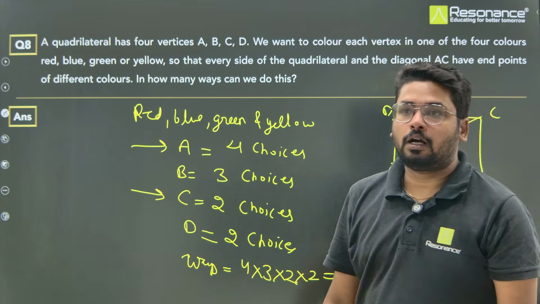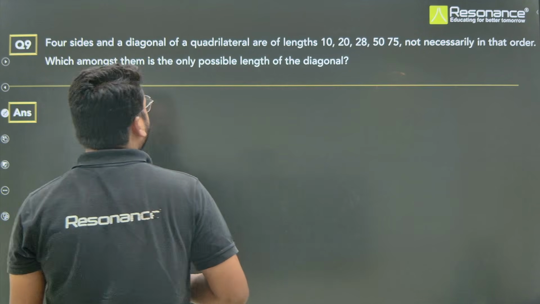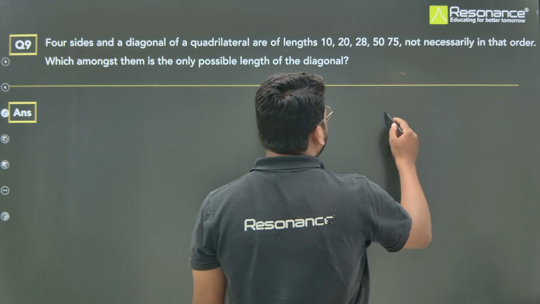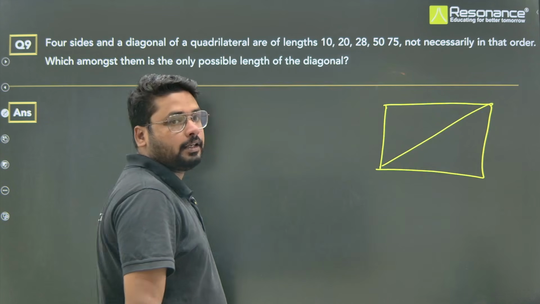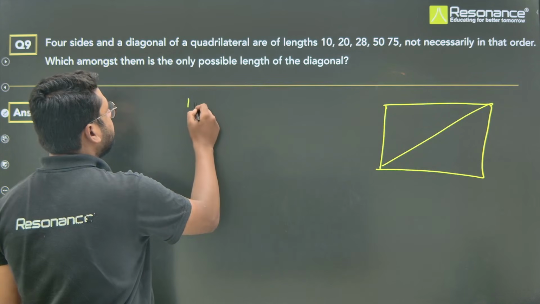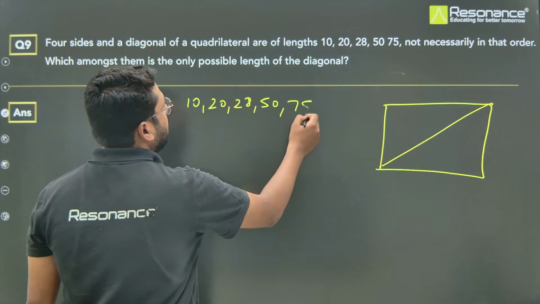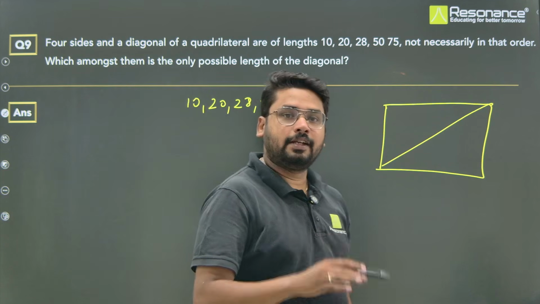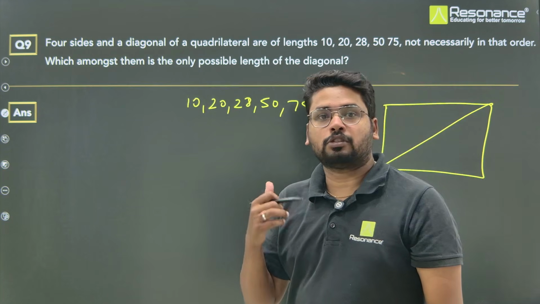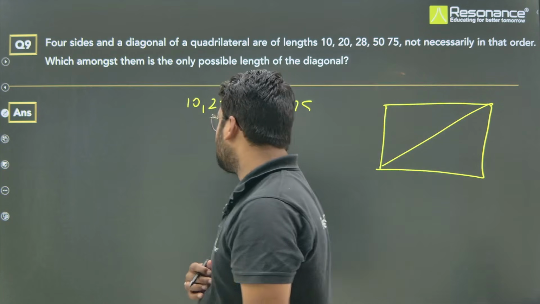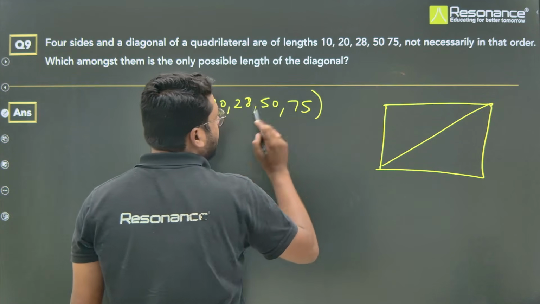Now we move to question number 9. The four sides and a diagonal of a quadrilateral have lengths 10, 20, 28, 50 and 75, but they are not in order. Any place we can pick up the values. Which among them is the only possible value of the diagonal? So these 5 lengths are given, and one of them is the diagonal.